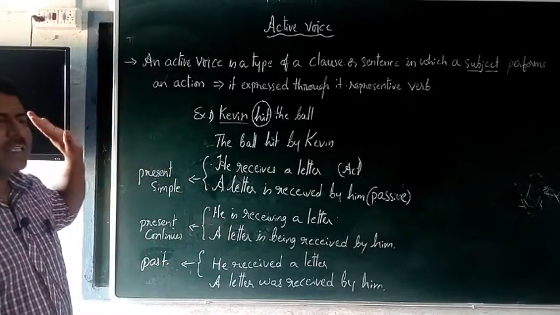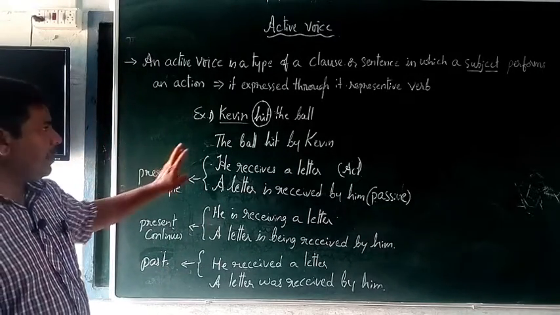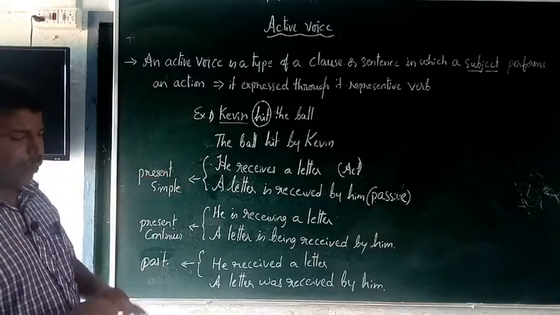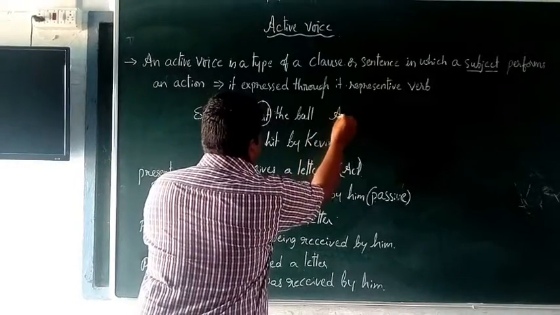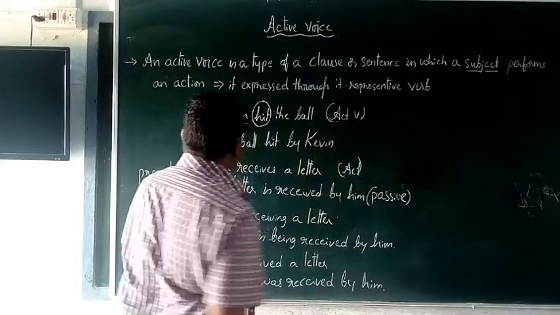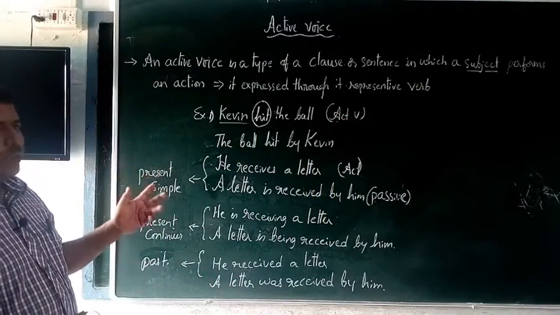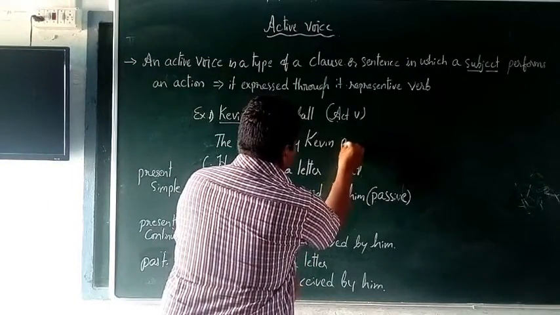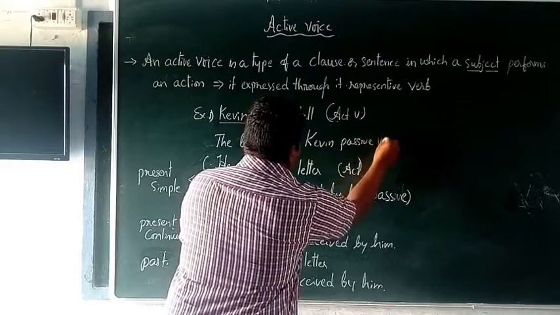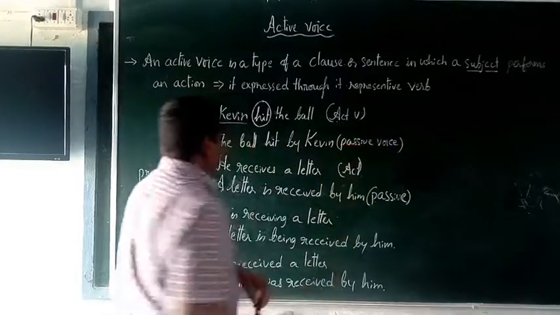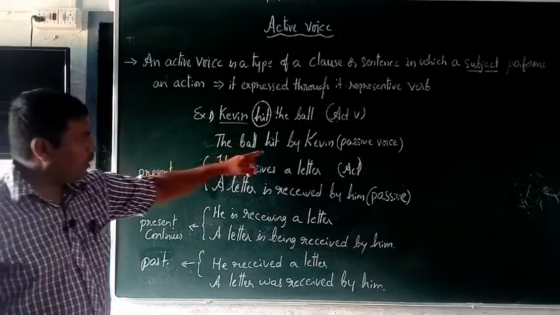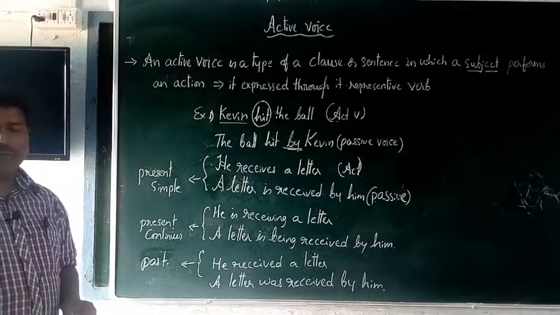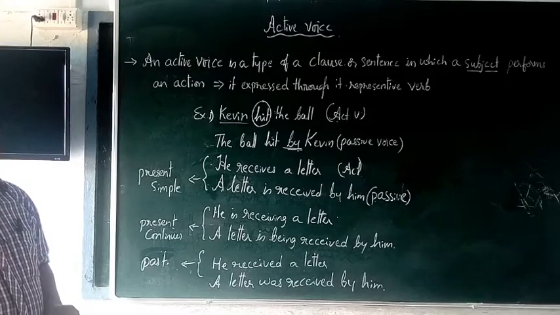For example, we have some examples here. Kevin hit the ball. The answer is this is the active voice, and the passive changes into: the ball was hit by Kevin. That is called passive. Here, in the ball hit by Kevin, the words by Kevin identify it as a passive.